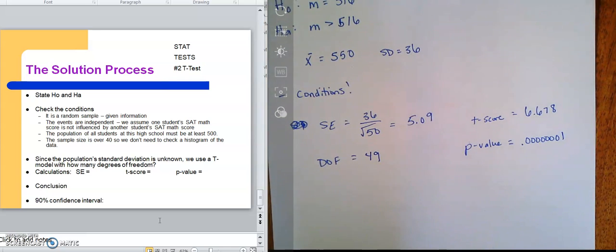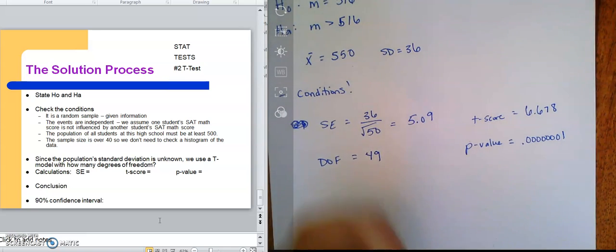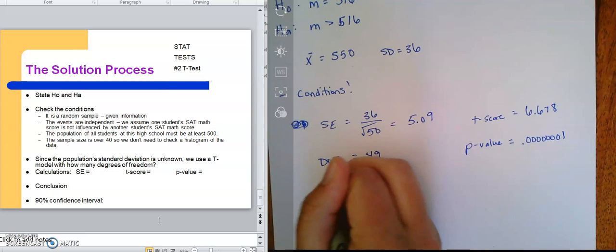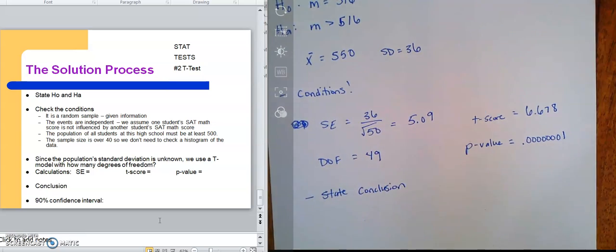If you have to play the video back, that would be easier, but I'm running out of time. Based on our data, we will reject the null hypothesis because our p-value of 0, that is basically 0, is less than 0.05. Therefore, we can conclude that her students are performing higher than the national average. Now, state conclusion. Just go back and listen to what I said and write it down.